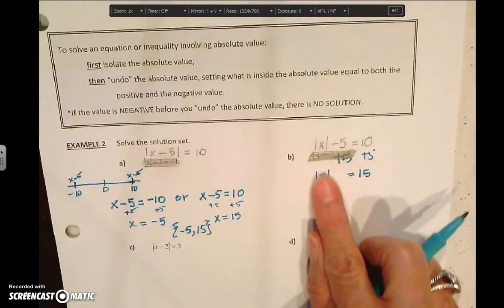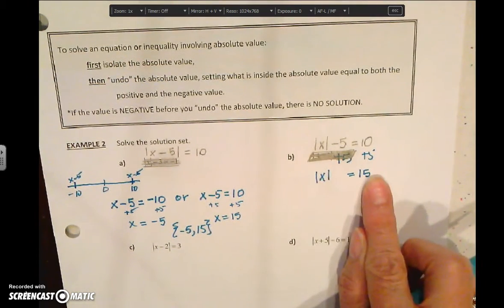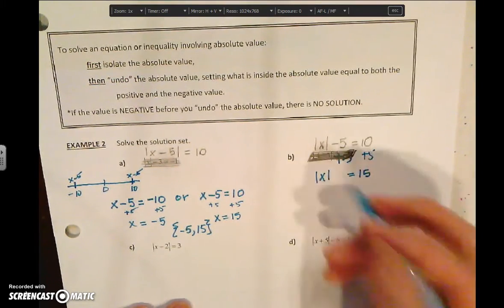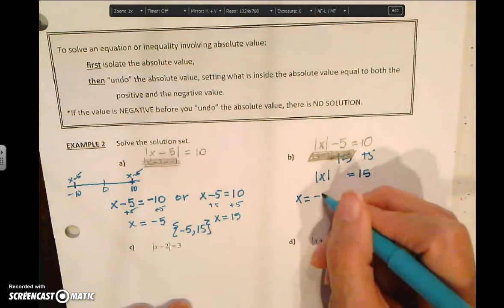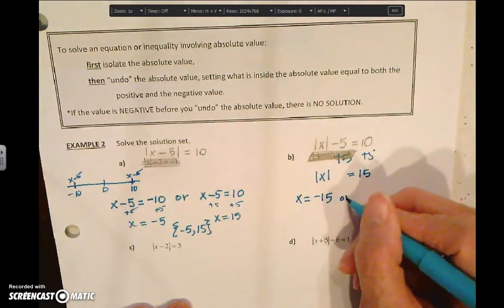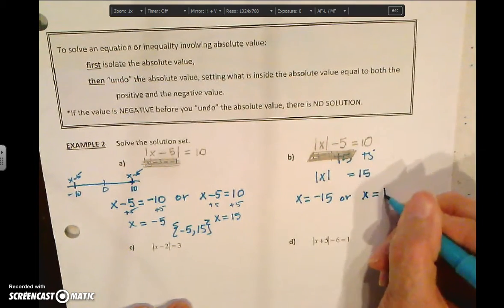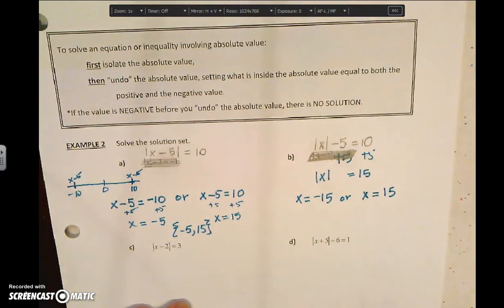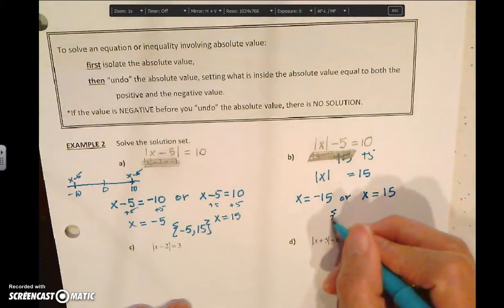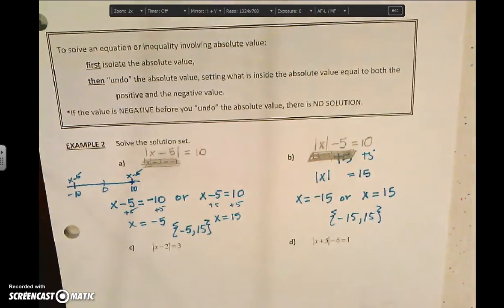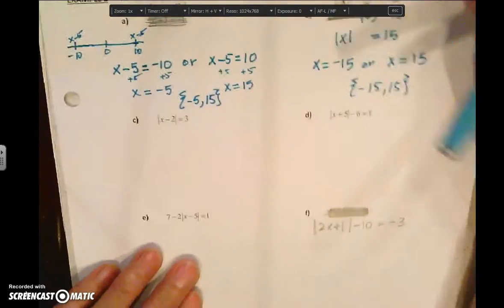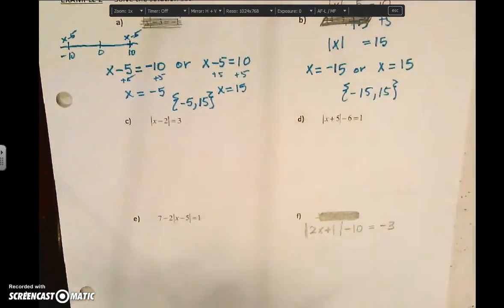Once I get an absolute value on one side and a number on the other, then I'm going to undo it, and I'm going to say that either x has got to be a negative 15, because it's 15 units away from 0, or x is going to be equal to a positive 15. And so my solution would be negative 15, comma, 15. All right, so let's try. Ooh, I guess I need to stop. I'll stop and pick it up on the next video.